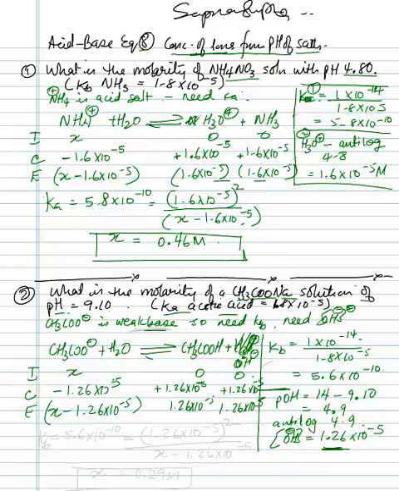Then we're going to set up our Kb, not Ka, because we're working with a weak base. Our Kb is equal to 5.6 times 10 to the negative 10, and this is products over reactants, so 1.26 times 10 to the negative 5, squared, divided by X minus 1.26 times 10 to the negative 5. Again you cannot ignore X, so X is equal to 0.29 molar.